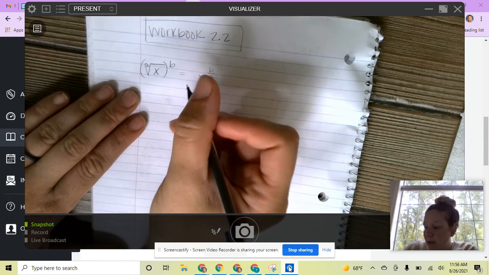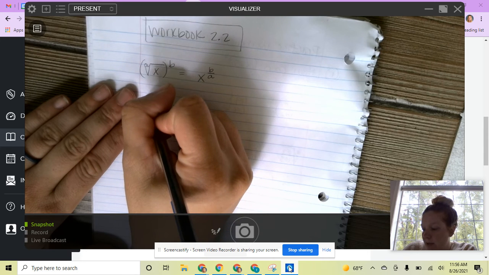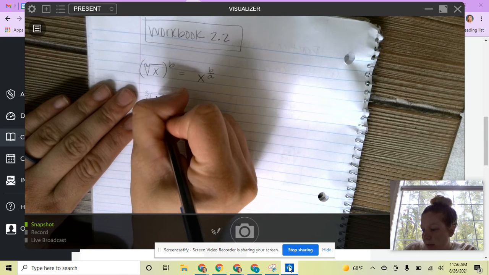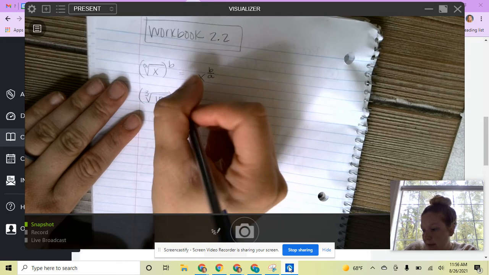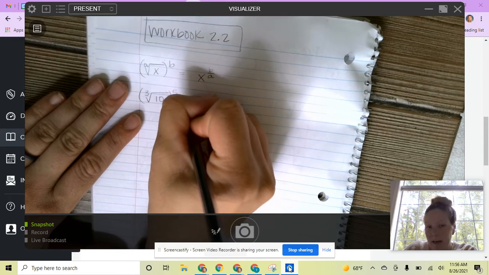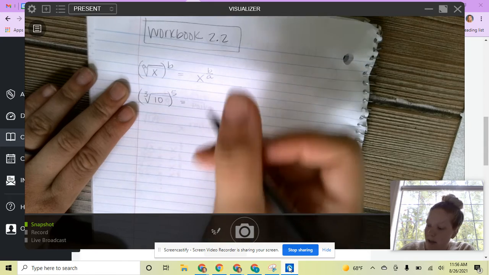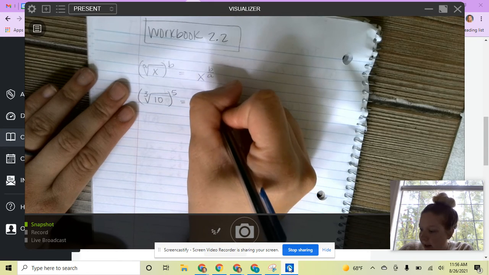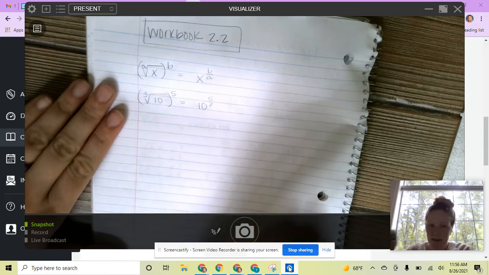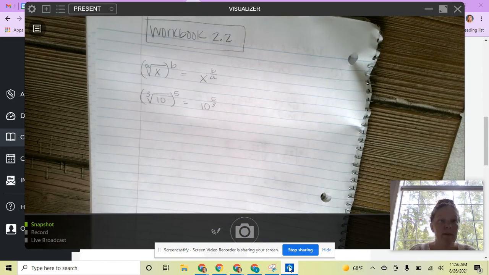If we want to do a numerical example, let's do the cube root of 10 raised to the 5th power. It's just a random example I'm coming up with. That would end up being 10 to the 5/3 power. That's how you apply that formula. You look at where the index goes and where the exponent goes.